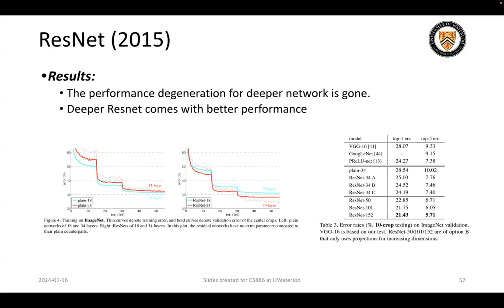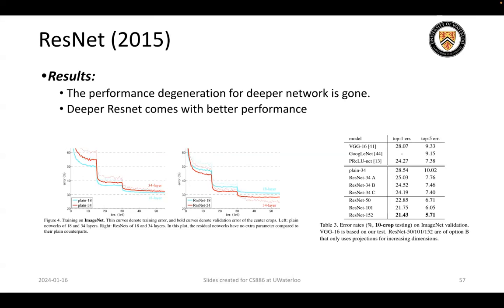Here we have figure 4, which shows training on ImageNet. The thin curve denotes the training error, and the bold curve denotes the validation error of center crops. Left is the plain network of 18 and 34 layers. Right is ResNet of 18 and 34 layers. In this plot, the residual networks have no extra parameters compared to their plain counterparts. We can see that they have a lower error than the plain counterparts.